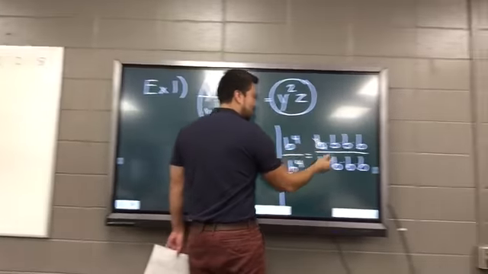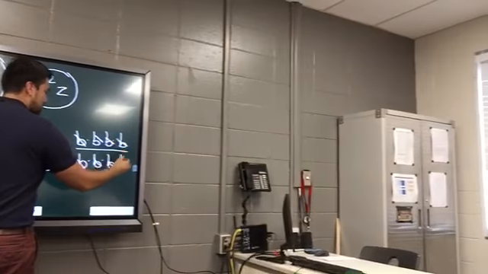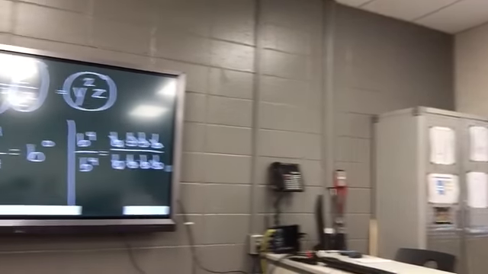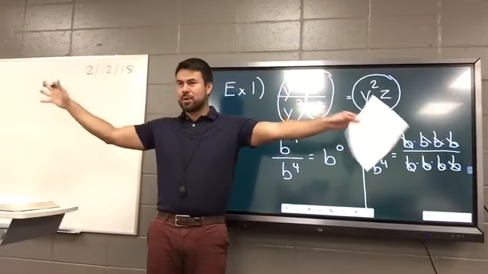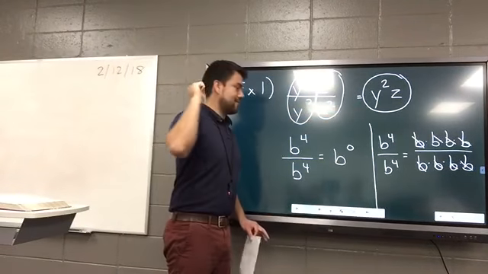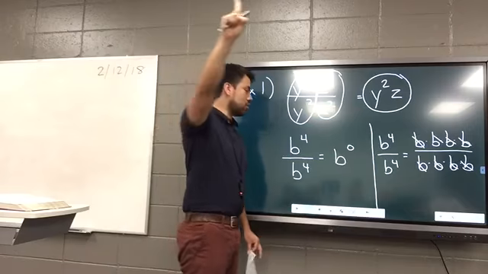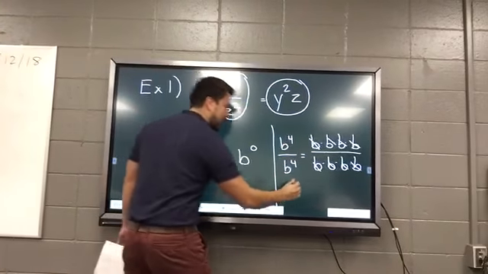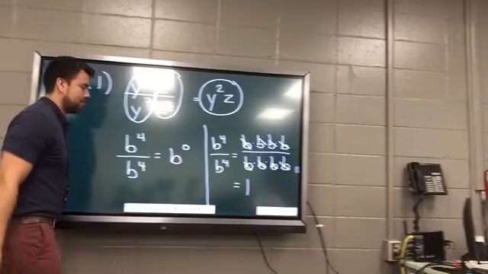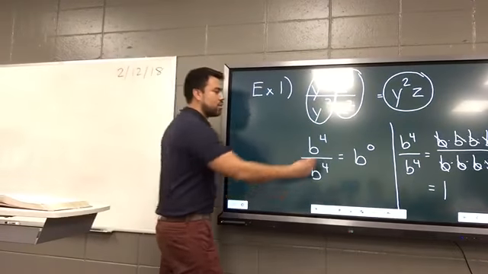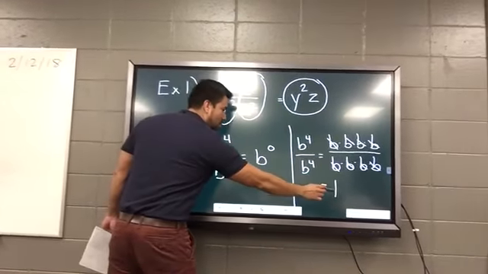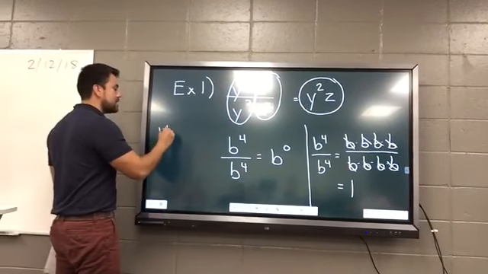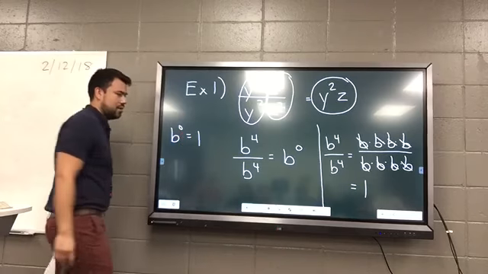Everything gets canceled out. These two, and those two. But tell me what was left over. It doesn't just disappear into nothing. It becomes, oh, good, 1 over 1, which equals 1. So here, I'm left with 1. So you know what b to the 0 equals? 1. B to the 0 equals 1.